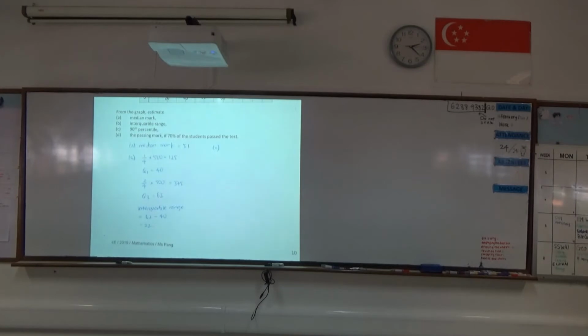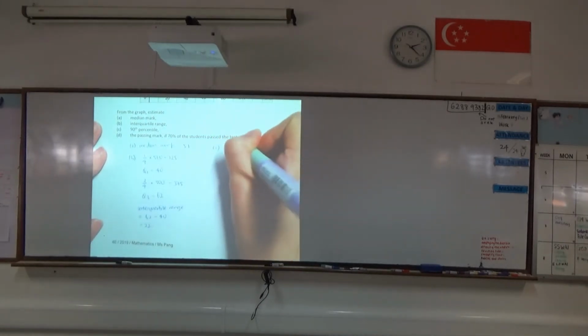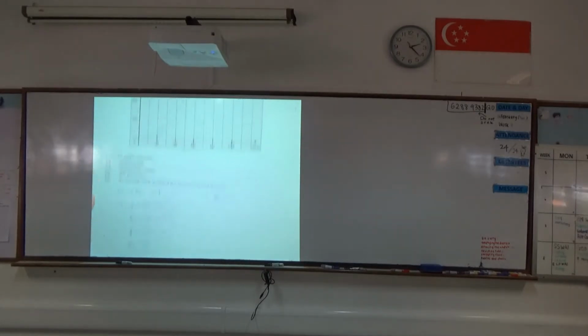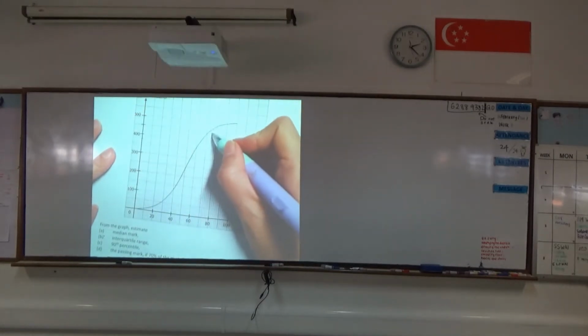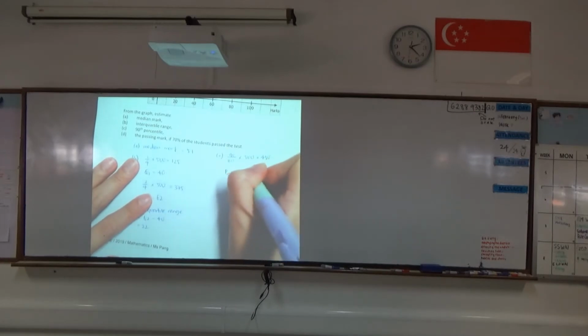Part C, 90th percentile. We look for the 90th percent out of 500 students. That is at 450. So at 450, which is here, you will read that P90 is equal to 73.